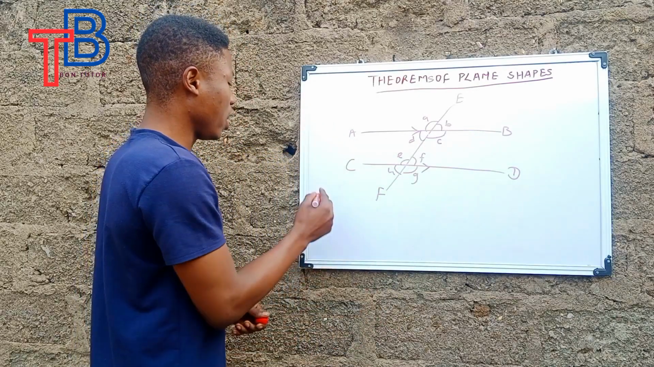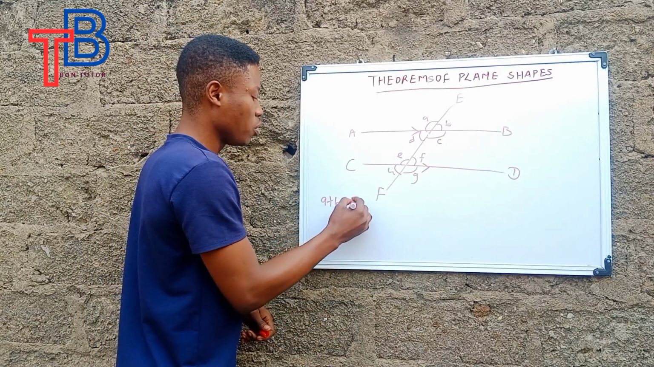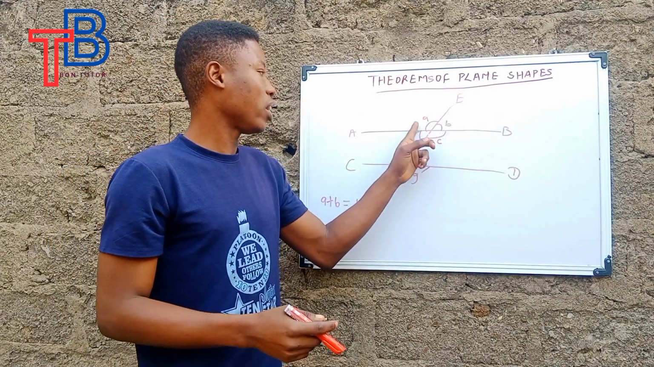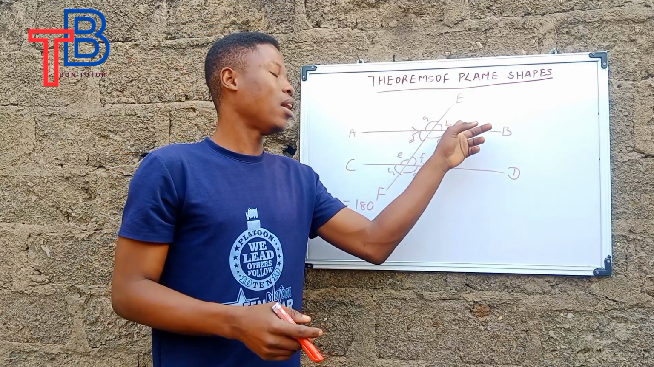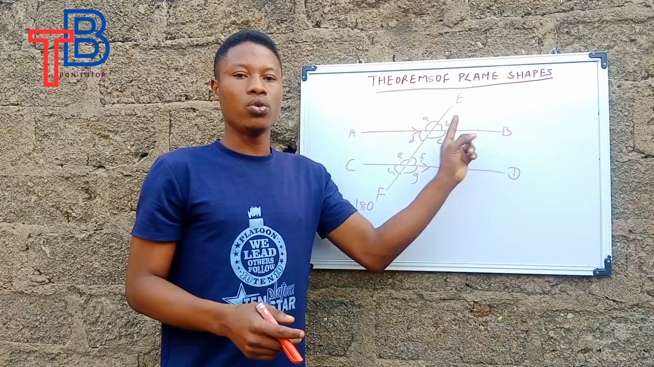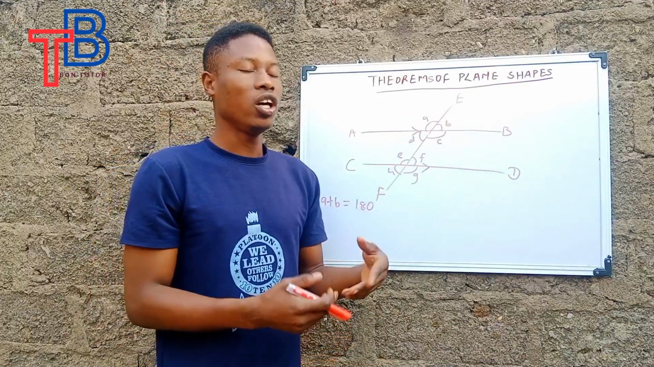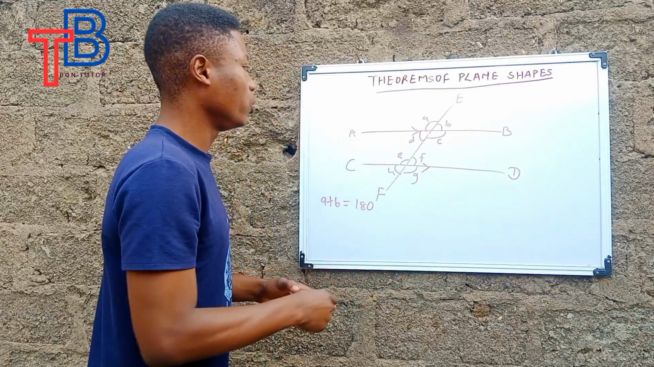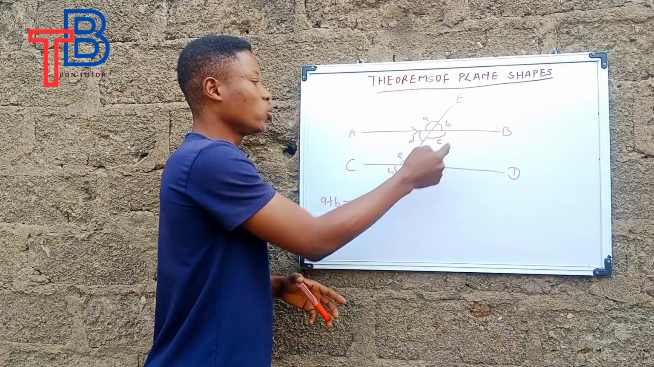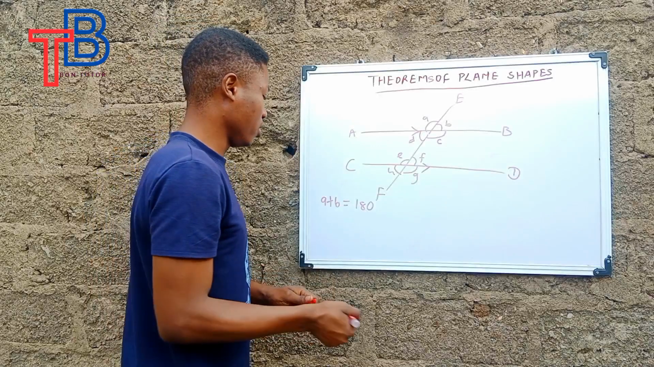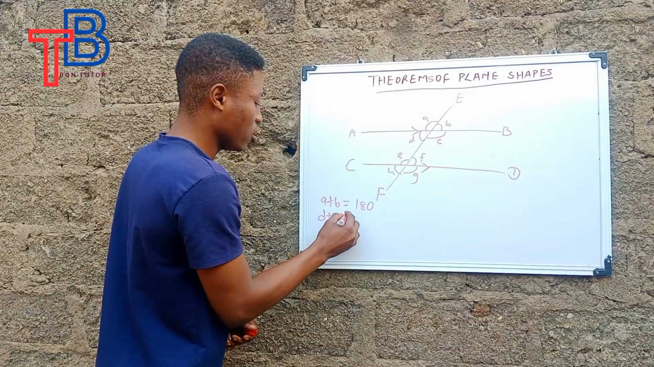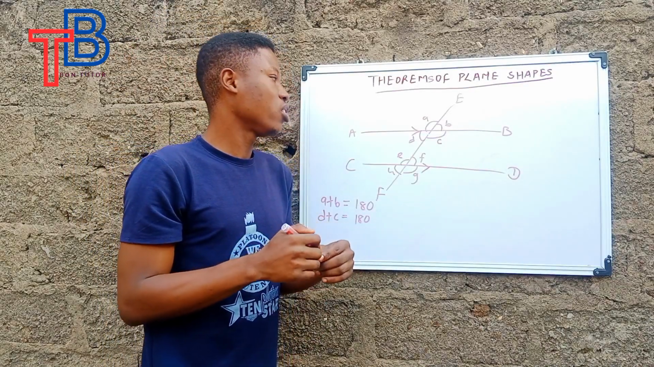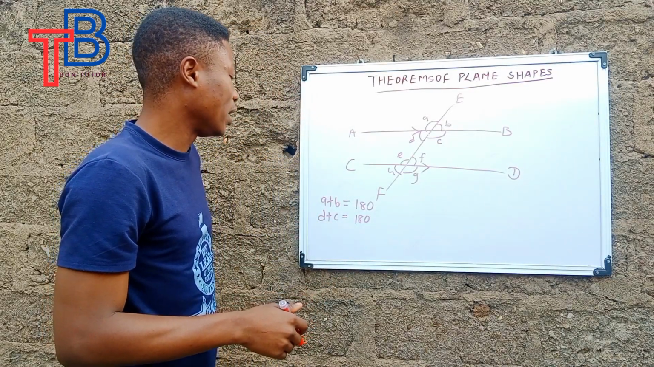That is, your A plus B will be equals to 180, which means anything you have here, if you subtract it from 180, you have the other angle you have here, which is A plus B equals to 180. And also the same thing is applicable to this one also. Your D plus C also is 180.